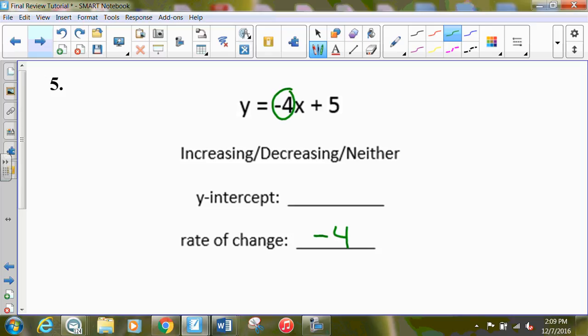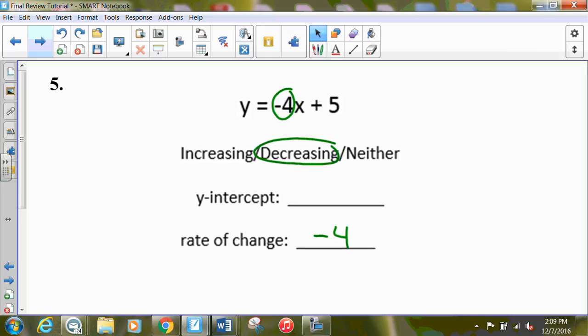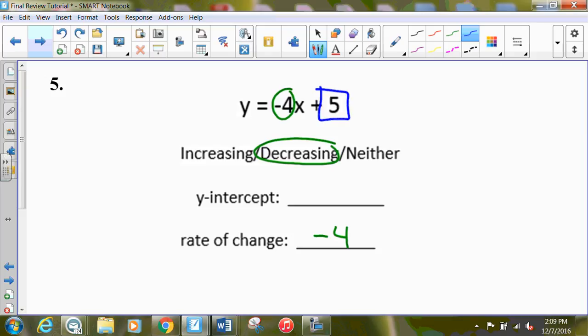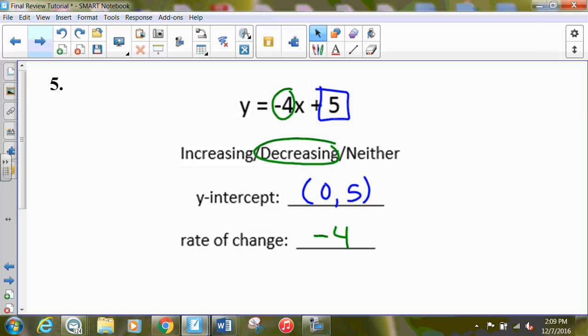And we know if slope is negative, that means it's decreasing. And we also know that our number that's by itself, our 5, is the y-intercept. I'm going to write it as a coordinate point, (0, 5). You could also write it as 5. Actually, your final is multiple choice, so you may not have a choice. You're just going to have to pick the one that's either 5 or (0, 5).